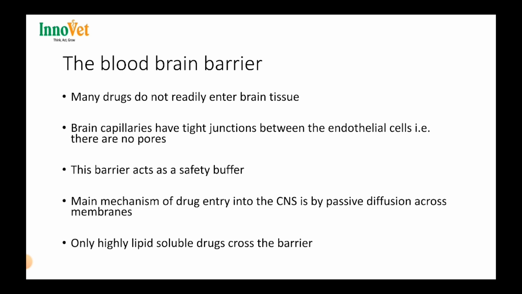So the main mechanism of drug entry into the central nervous system or the brain is by passive diffusion across the membrane, whereby we've seen passive diffusion will literally depend on lipid solubility of a given drug. And they're telling us only highly lipid soluble drugs can cross the barrier, like we've said.